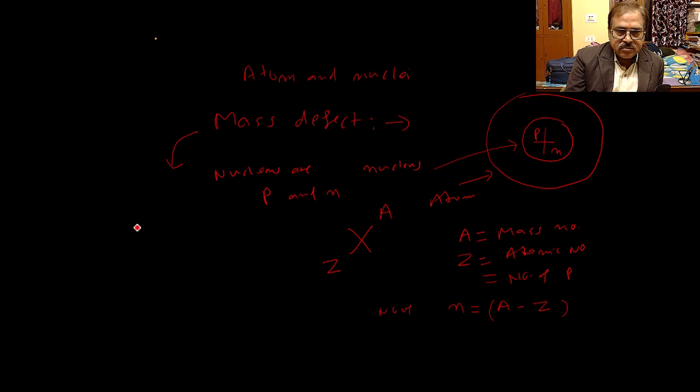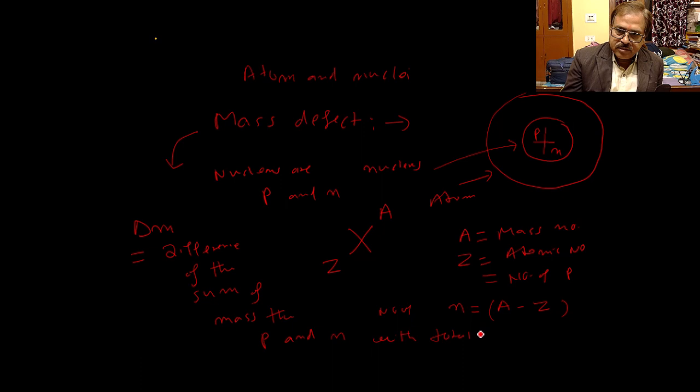The meaning is that delta M is the representation of mass defect, and this is the difference of the sum of the mass of the proton and neutron with the total rest mass of the nucleus of an atom.